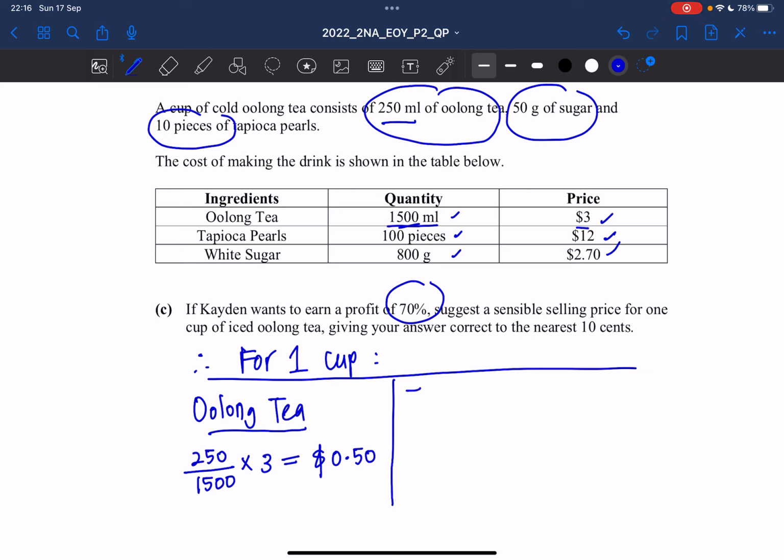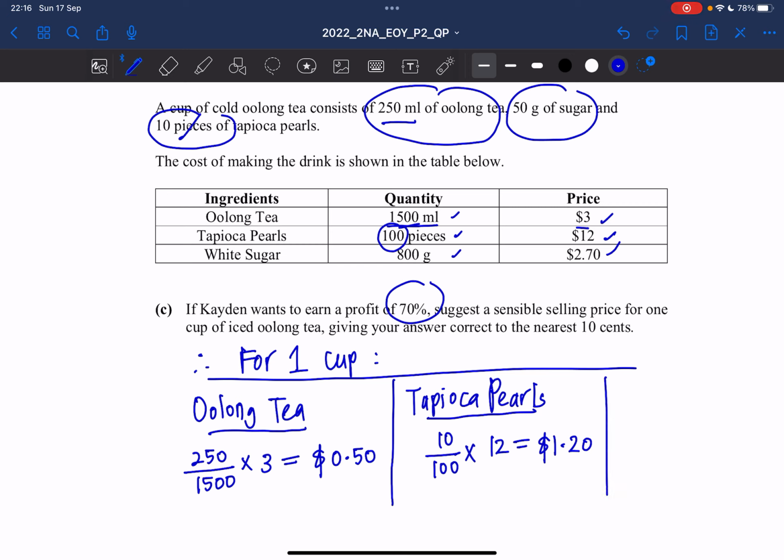Okay, next is your pearls, the tapioca pearls. So it's 100 pieces, but you only need 10 pieces. So it's 10 over 100, then you times by $12. So I calculate using my calculator. So it's $1.20.